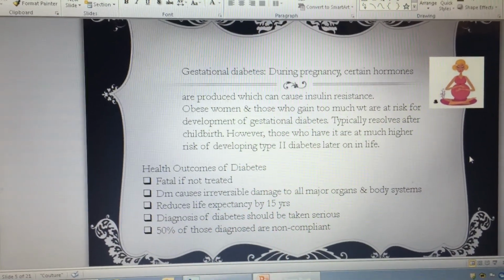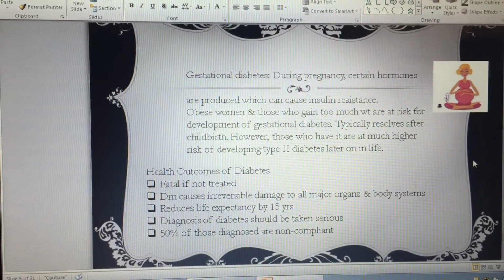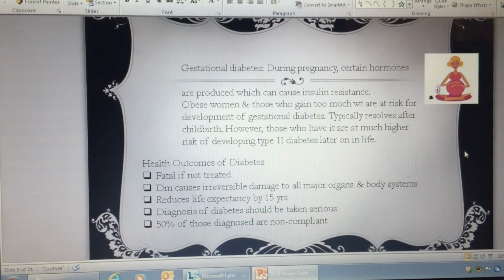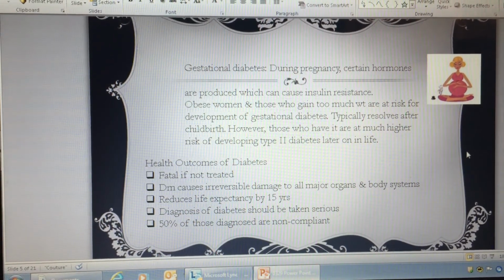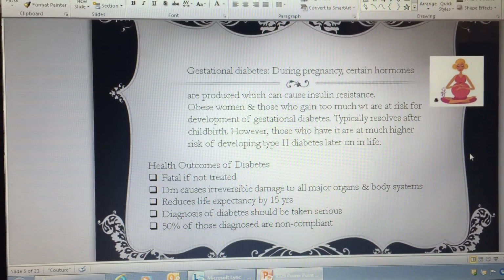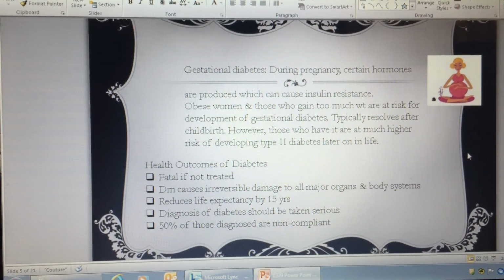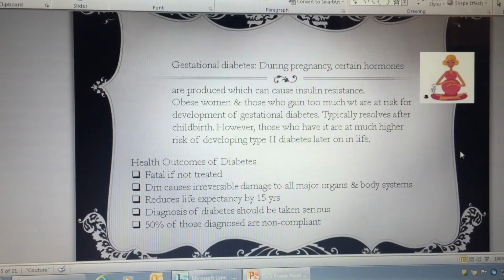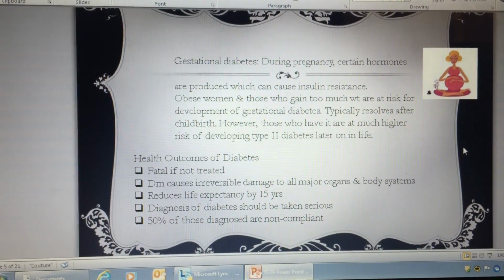Gestational diabetes occurs during pregnancy because certain hormones are produced which causes insulin resistance. Obese women and those who gain too much weight during pregnancy are at higher risk for gestational diabetes, and this gestational diabetes resolves after childbirth. However, those who get gestational diabetes are at higher risk for developing type 2 diabetes later on in life.